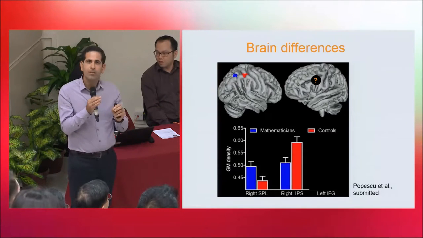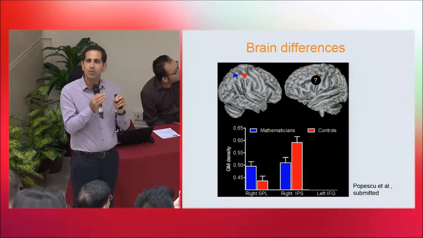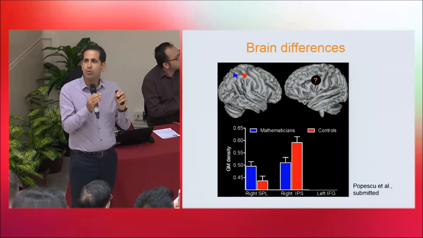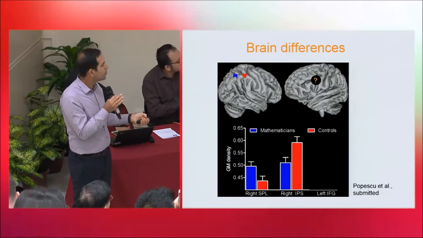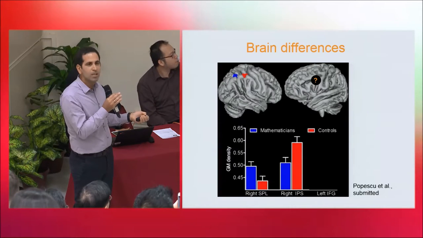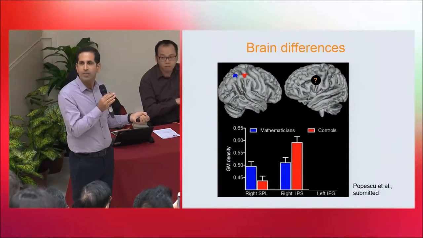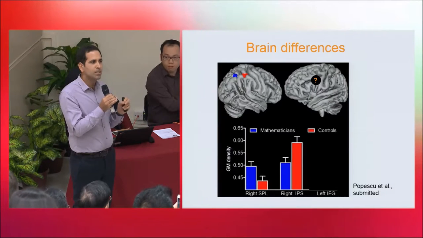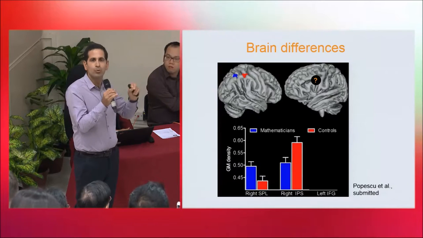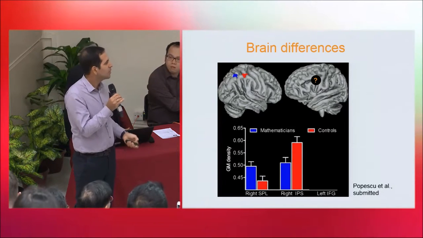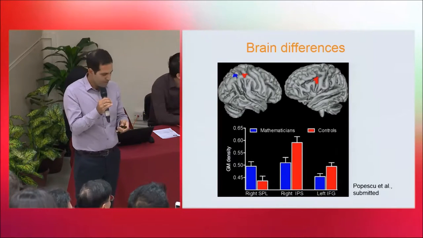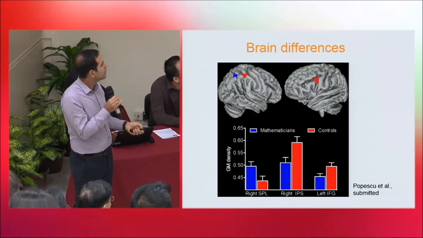But this is what happened when you look at the intraparietal sulcus, okay? Mathematicians have lower gray matter than controls. If you showed this graph to someone in numerical cognition and replaced mathematicians here with dyscalculia, they would say this is how it should look. Okay, so actually, mathematicians show a pattern, compared to controls, that is similar to those with dyscalculia. And this is what you have in the right inferior frontal gyrus, also less gray matter. I'm not going to discuss this one.